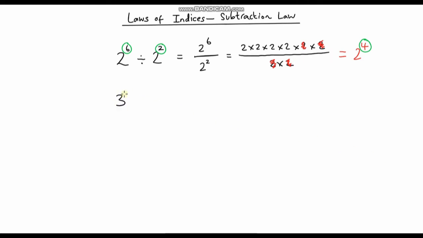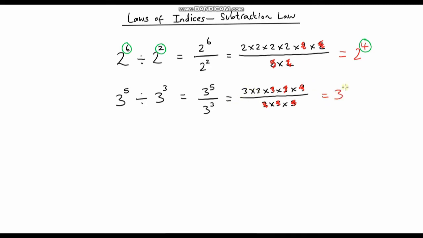So let's say we've got 3 to the power 5 divided by 3 to the power 3. And again, always write it out as a fraction. So this is 3 to the power 5 divided by 3 to the power 3. And we can write this out in full. So 3 to the power 5 is 3 times 3 times 3 times 3 times 3. And we're going to divide that by 3 cubed, which is 3 times 3 times 3. And now we can cancel. 3s cancel with each other. 3 divided by 3 is 1. These 3s can cancel with each other. And these 3s can cancel with each other. So all we are left with is 3 times 3, which is 3 squared.